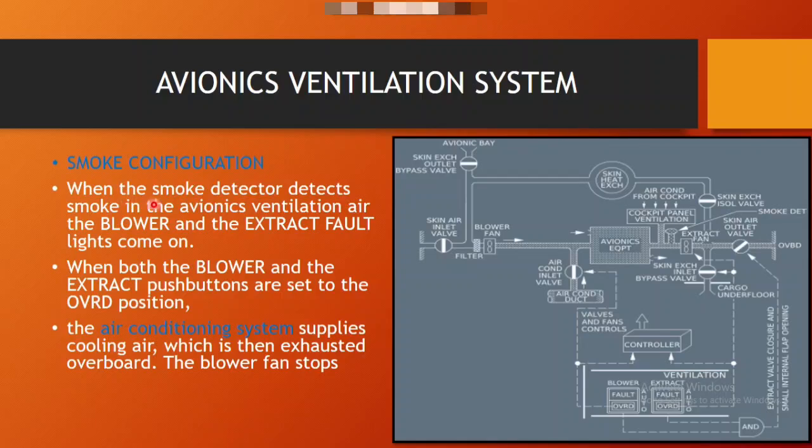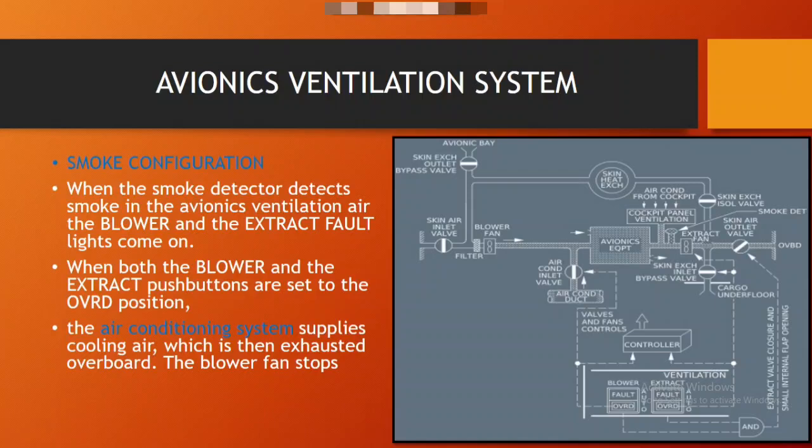Suppose smoke configuration, when the smoke detector detected smoke in the avionics ventilation air, the blower and extractor fault light will come on if smoke detection is there. When the blower and extractor push button is set to override position, air conditioning system supplies the cooling air and it is exhausted overboard through a small flap. So you can see the small flap is open and you are taking air from air conditioning, and it will cool all the avionics equipment and it will be blown out. So this is all about the avionics equipment ventilation system.